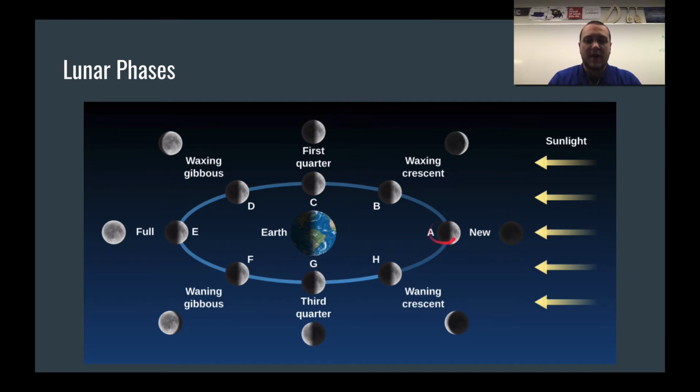So if we start here at A, right, that's going to be our new moon. So notice that the far side of the moon is bright, the near side of the moon is dark. That's our new moon, right? That's the side that's not receiving light.